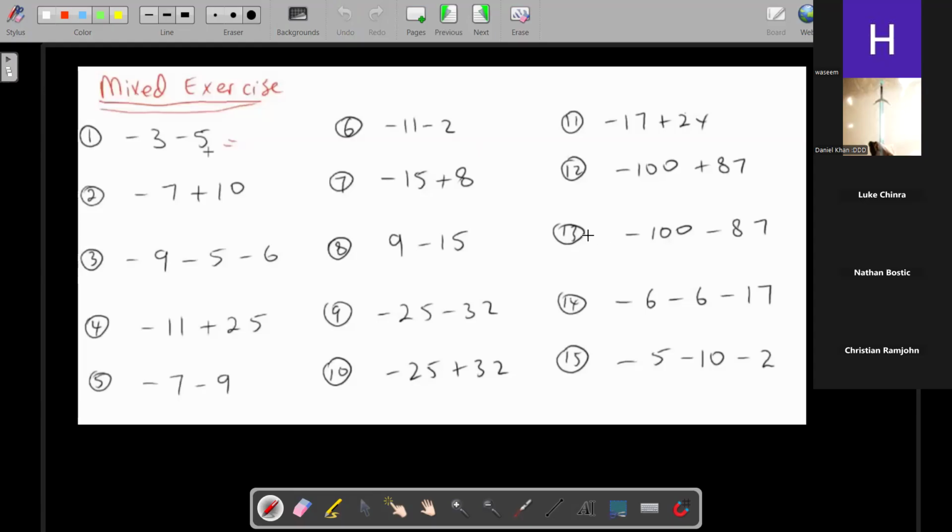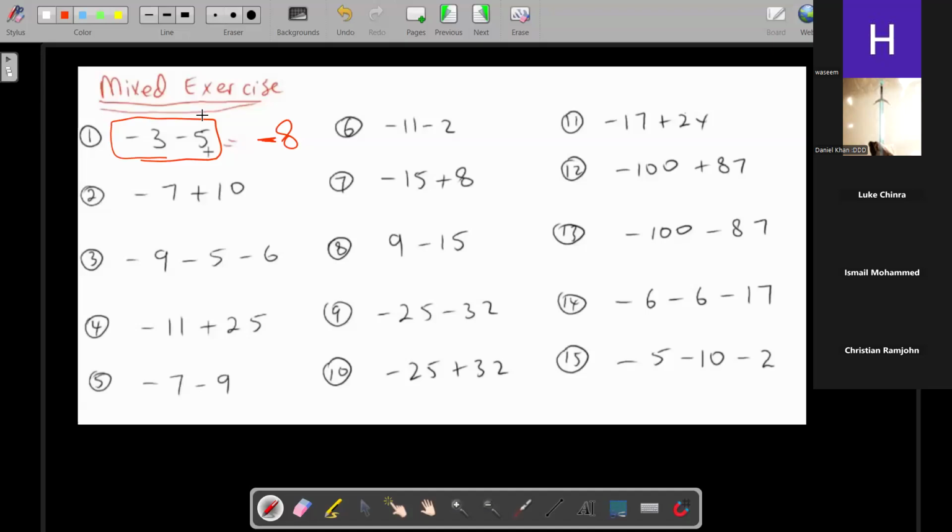Me, sir. Go ahead. -3 -5. Give me the answer. So it had two negatives, so that would equal to a plus sign. So 3 plus 5 is 8, and that would be -8. All right. So he said it has two negative signs here. So it's the same signs. I'll give the same sign.